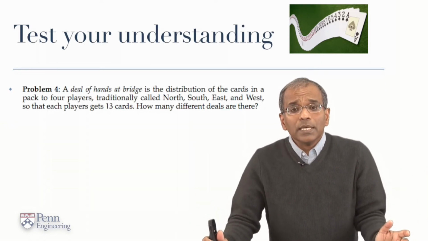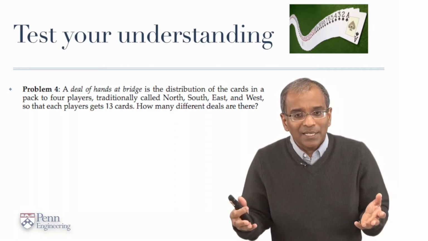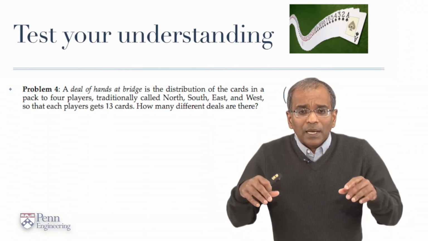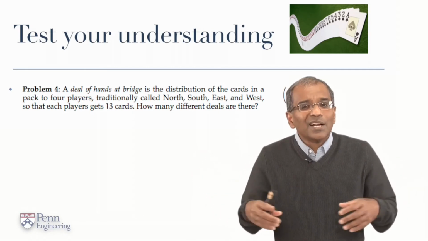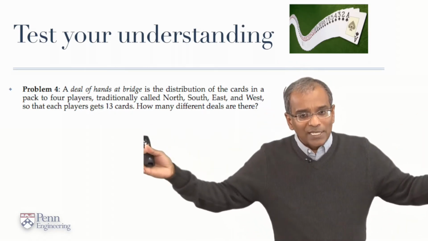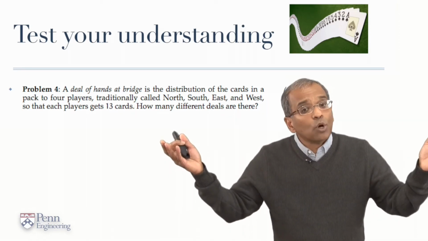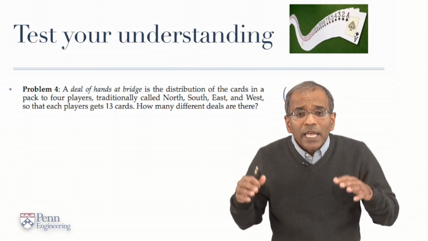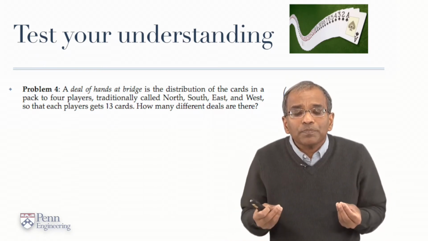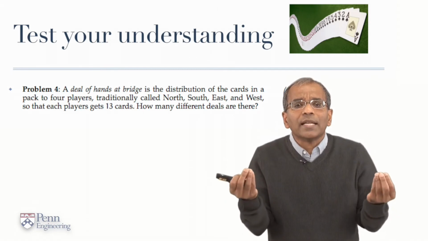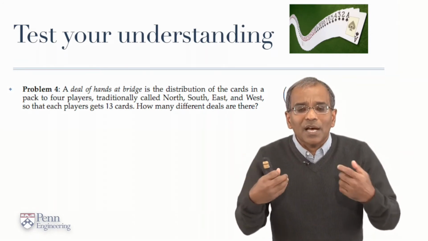Our next problem is that of bridge. Now, bridge is a card game that continues to be popular in the age of the internet because of its rich structure. The way bridge is played is with a standard pack of 52 cards. There are 4 protagonists or players. They are traditionally called North, South, East, and West. The pack of 52 cards is distributed 13 apiece to each of the 4 players. Each distribution of cards to these 4 players is called a hand at bridge. How many distinguished deals of hands at bridge are there? Pause the lecture, and when you're ready, restart it.